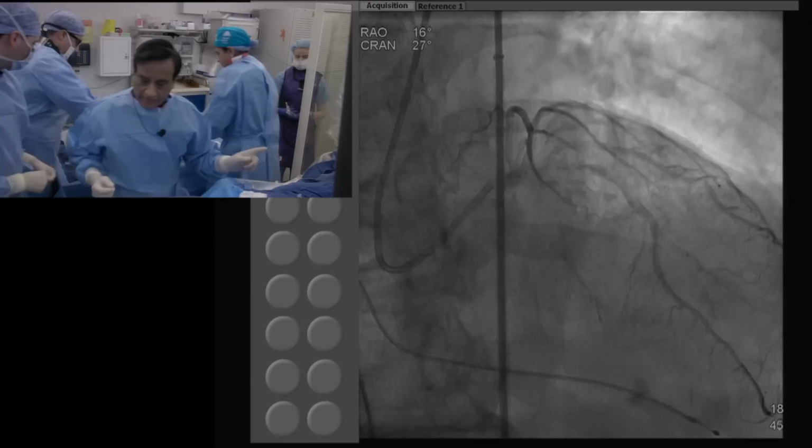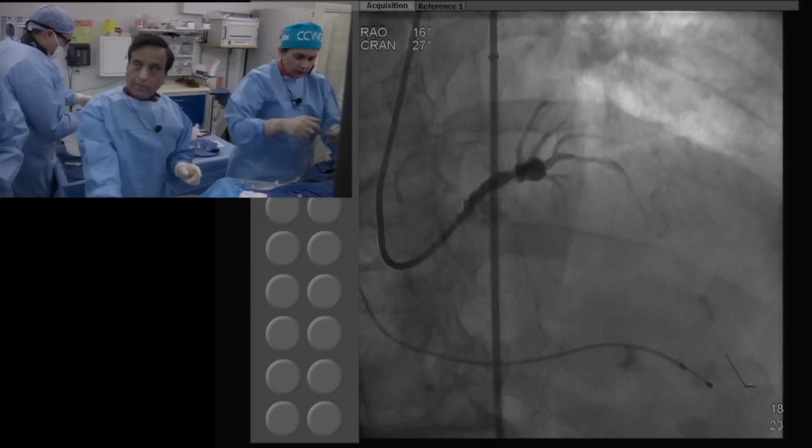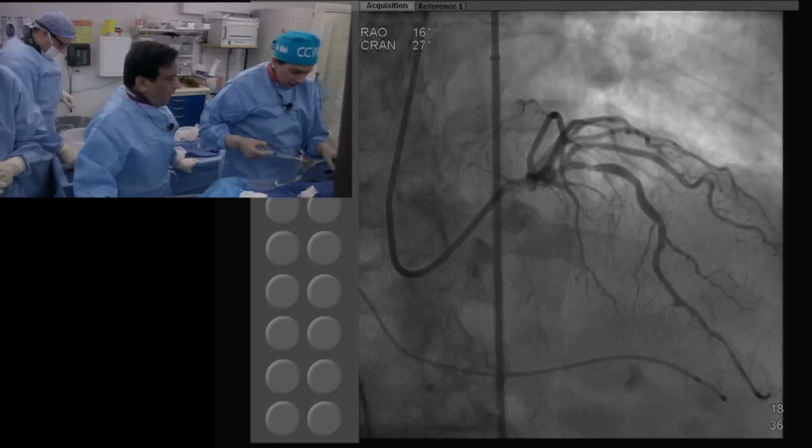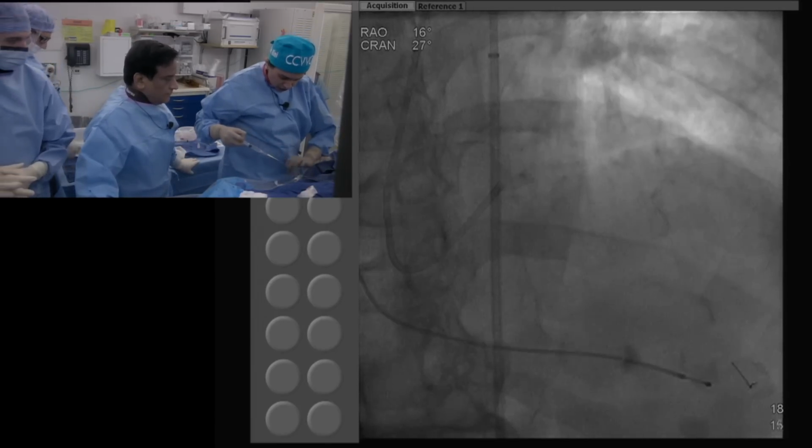While we are taking care of changing the wire, let me go through a little bit of discussion. No, no, just change the wire. Let's finish the case now. Huh? Let's finish the case. No more discussion.